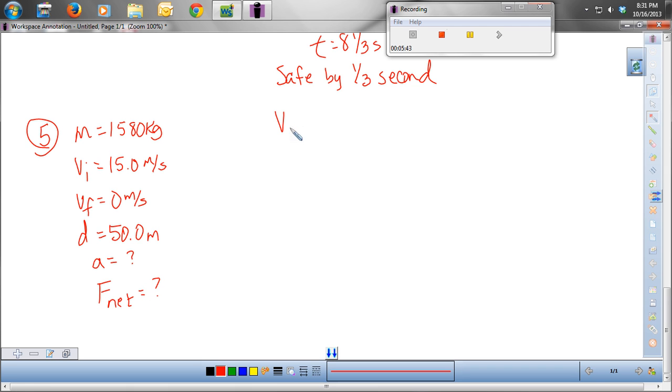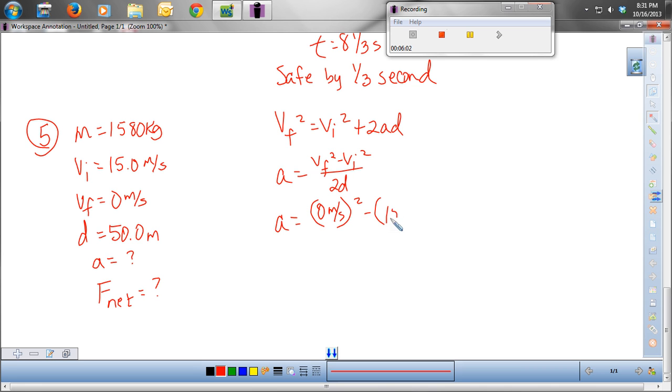So I have VF squared equals VI squared plus 2AD. So my A is going to be VF squared minus VI squared over 2D. So I have 0 meters per second because it's coming to a stop, minus 15 meters per second over 2 times 50 meters. So my acceleration is going to be a negative value because I'm slowing it down. And when I did that, I got a negative 2.25 meters per second squared.